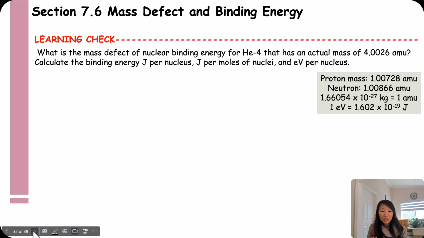So let's do a learning check based on helium. What is the mass defect and the nuclear binding energy for helium that has an actual mass of 4.0026 AMU? You're going to calculate the binding energy per nucleus, joules per mole of nuclei, and electron volts per nucleus. So you're going to try this and come back and check. Go step by step, figuring out the predicted mass, then the mass defect, all the way up to the joules, utilizing E equals mc squared. So try it and come back and check the key.